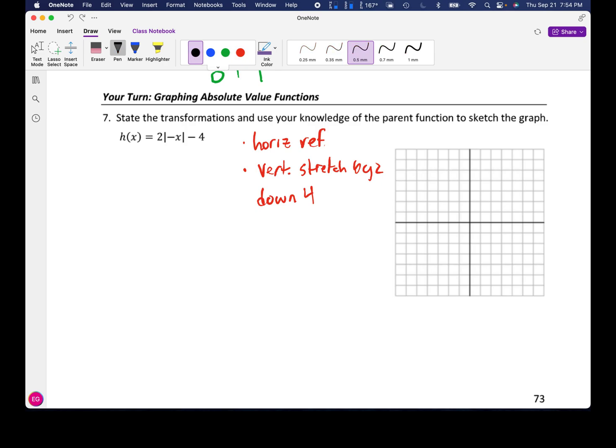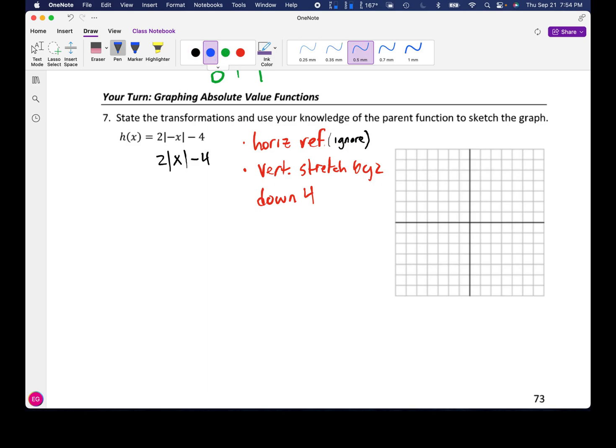The other thing I can do is just think about it. Okay, how do absolute values work? An absolute value of a negative is always just going to give me the positive because that's how absolute values work. So that's actually just the same thing as doing 2 absolute value of x minus 4, and I can basically ignore this as though it's not there.